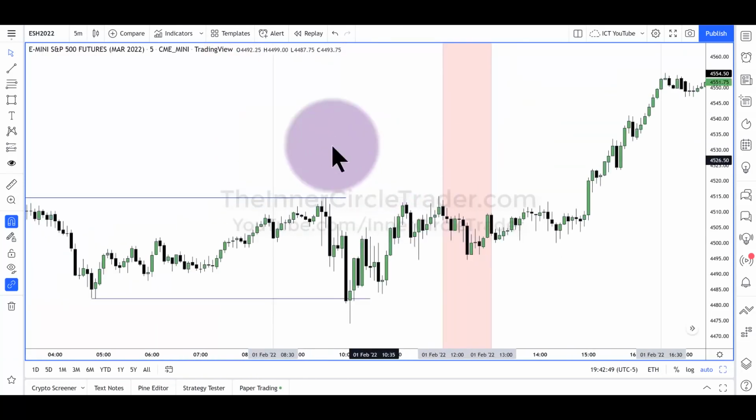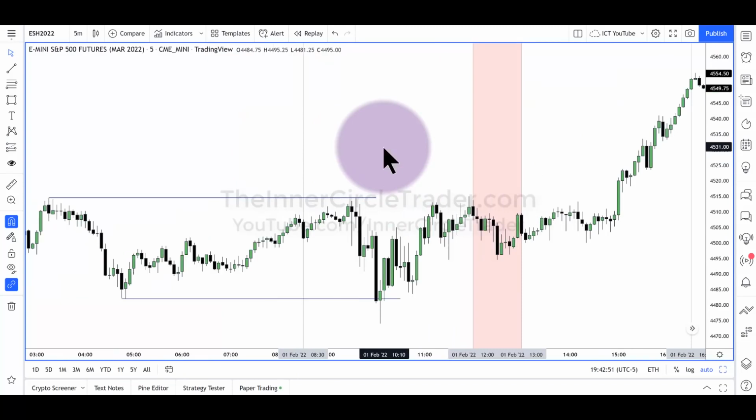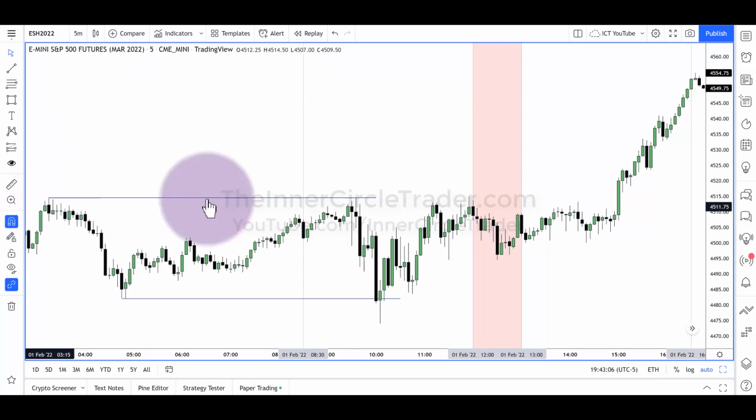I know a lot of new people are afraid if they do something with the time frame, they'll lose their annotations. All right, so now we have this old high back here. Look at this price right there. That's going to be the high price on that particular candle right there. It's 45.14 and a half. This candle trades to 45.14 and a half.